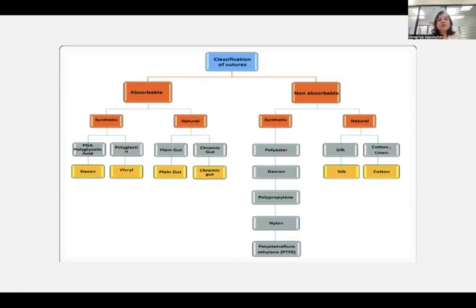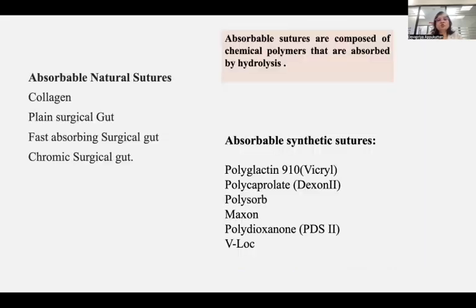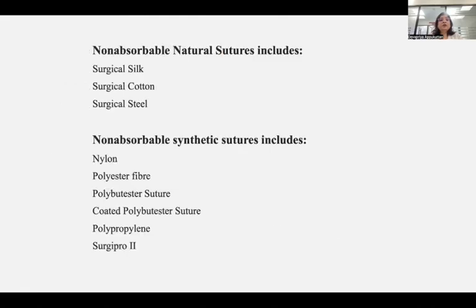First, let's see the absorbable natural sutures. The term absorbable refers to the fact that they can be absorbed by hydrolysis. Under absorbable natural sutures, you have collagen, plain surgical gut, fast absorbing surgical gut, and chromic surgical gut. Under absorbable synthetic sutures, you have polyglactin 910, which is your Vicryl, polyglecaprone, polyglytone, Maxon, polydioxanone, and V-Loc.